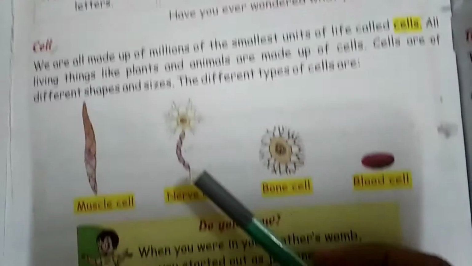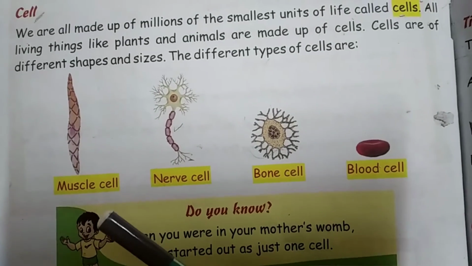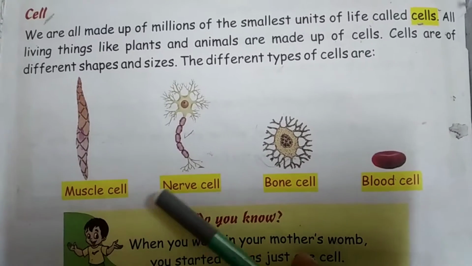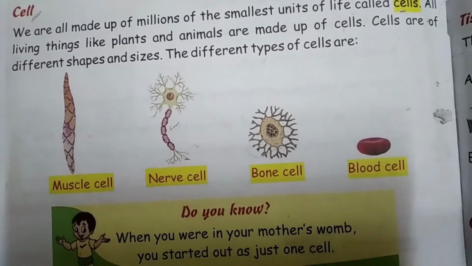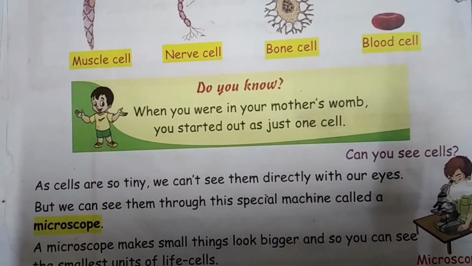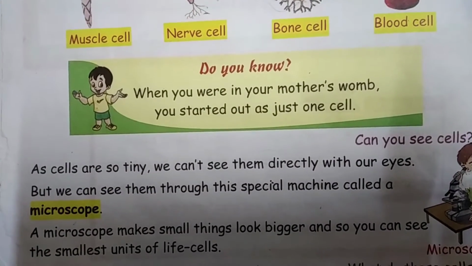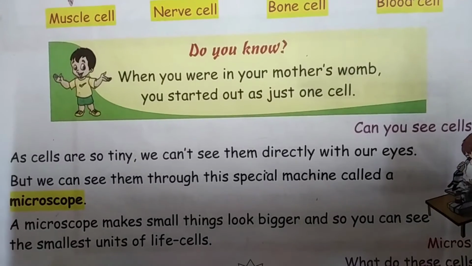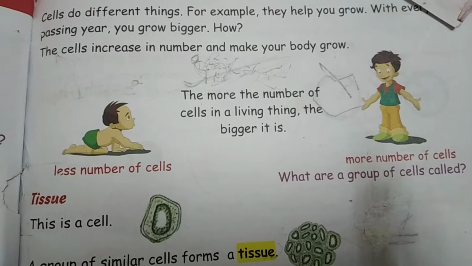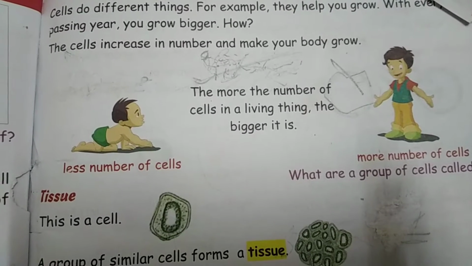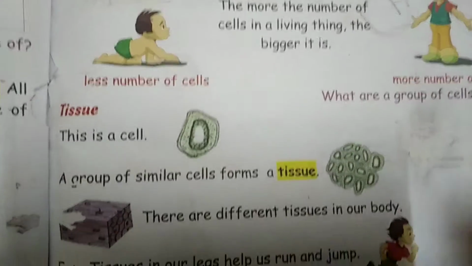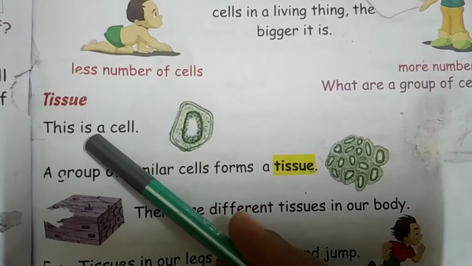Cells may be of different shapes and sizes, as we have discussed. The different types of cells are muscle cell, nerve cell, bone cell and blood cell. And we cannot see cells with our naked eyes. We have to use a machine called a microscope to see them. And children, as living things grow, the number of cells also multiplies and increases.